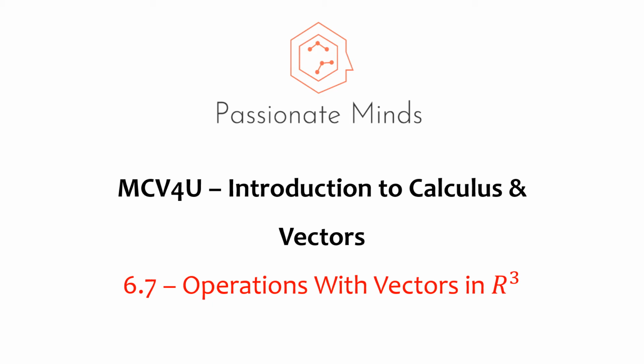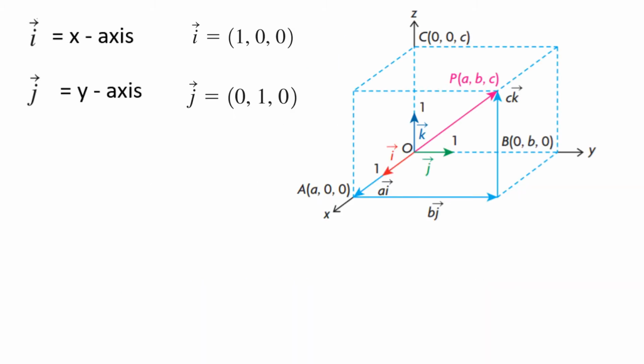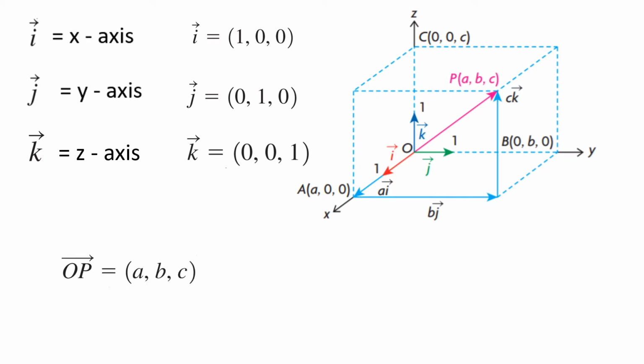Today we will go over section 6.7, which is operations with vectors in R-cube. Previously, we learned that x and y components are represented by i and j for unit vectors in 2 dimensions. However, in 3 dimensions, which is represented by R-cube, there is also the z component, which is represented by the unit vector k. So if we were to put that again, my z-axis magnitude for z would be 1 and the rest would be 0. So now my coordinates a, b, c can be represented by the algebraic vector.